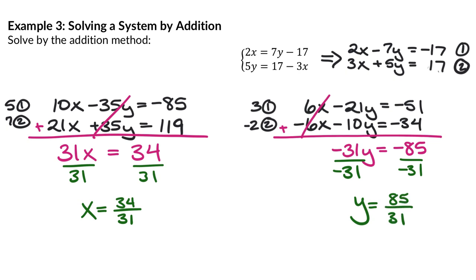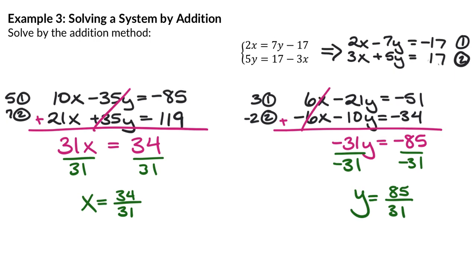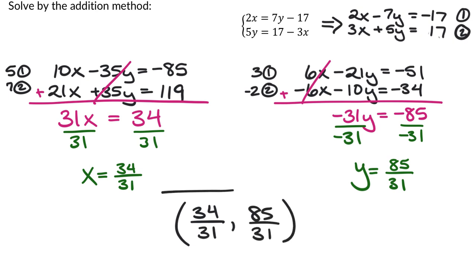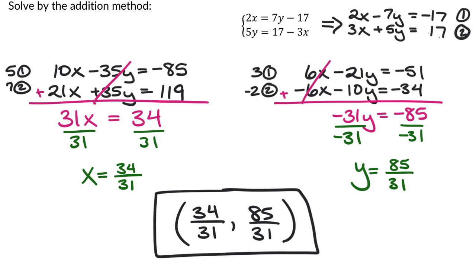So if you get a value for the back substitution that is pretty gnarly and you don't want to work with it, like this one, you can just eliminate the other variable and find that the x value is 34 over 31 and the y value is 85 over 31. Or back substitute, trust your instincts with fractions and work with them through the whole problem. You'd get the same numbers.